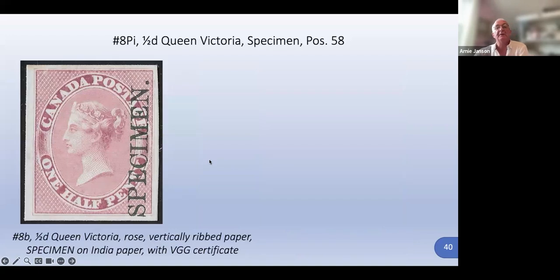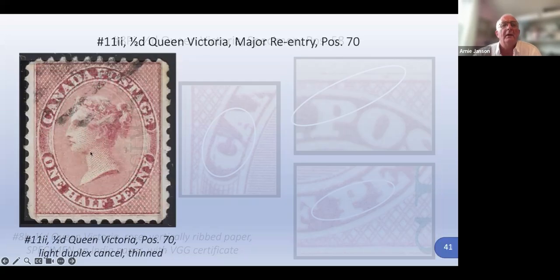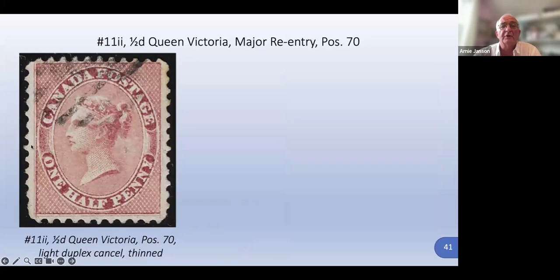We also have a specimen of the halfpenny Queen Victoria from position 58. It's got enough features on it that you can tell these are the marks we're looking for. They're looking for all these marks to tell us that this particular specimen stamp came from position 58 of number 8. Here's the number 11, the perforated version of that, with a major reentry from position 7.